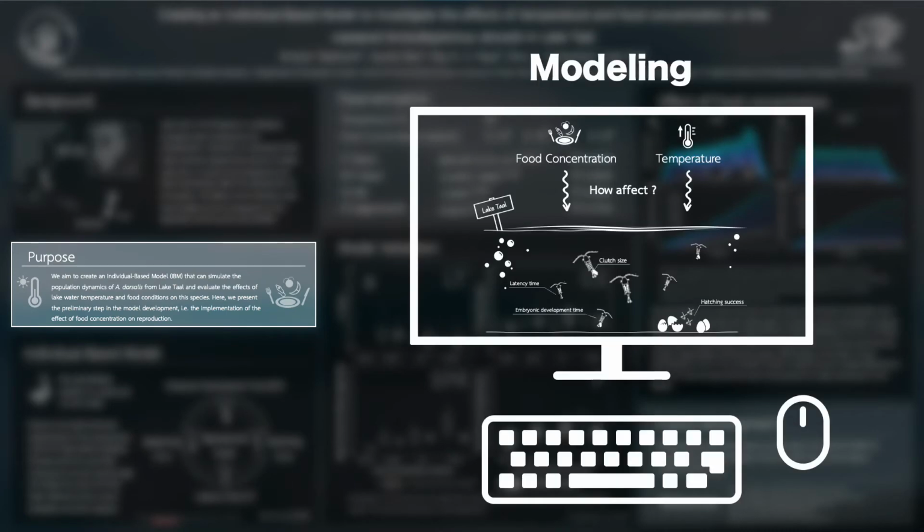So, the purpose of my research is to create a model that can simulate the population dynamics of Actodiaptomus dorsalis in Lake Taal, taking into consideration the effect of food concentration and water temperature on this species to understand what factors contribute to the settlement of this invasive species. Here, I present the first step in the model development, the implementation of the effect of food concentration on reproduction.